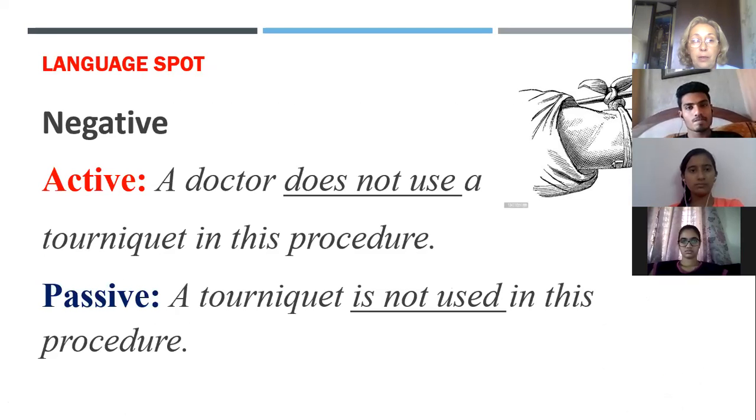Well, and the negative form. The negative form is presented here. If it is active voice, the example: the doctor does not use a tourniquet in this procedure. Does not use, active voice. The doctor does not use it himself or herself. And in the passive voice: the tourniquet is not used in this procedure. So tourniquet is just placed at the beginning of the sentence, and the form of the verb changes into passive voice, is not used.